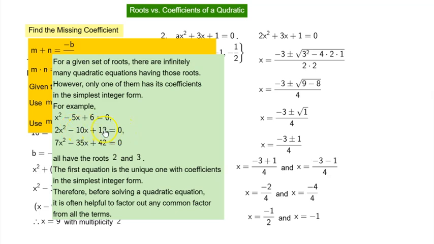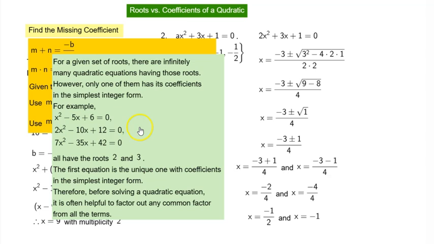Its roots are also 2 and 3. Let's multiply the first one by 7. So 7x square minus 35x plus 42 equal to 0. Its roots are also 2 and 3. So here the first equation is the unique one with coefficients in the simplest integer form.